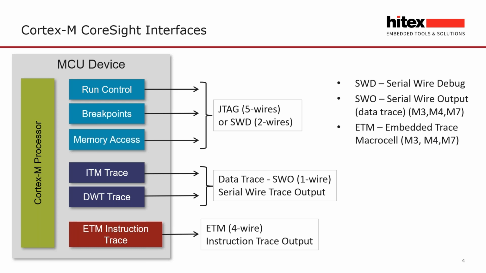Now, by default, the basic 2 pins, the serial wire debug pins, are available for debug, but depending on the silicon vendor, the serial wire out pin may be multiplexed with other peripherals or GPIO. So this can introduce a bit of confusion when trying to configure it. And again, we'll look at an easy way to set this up later on. Similarly, the ETM pins are generally multiplexed with GPIO, so we need some additional support to enable those if we're going to use the instruction trace.